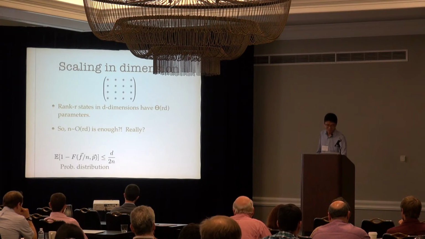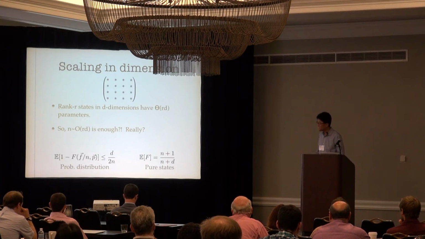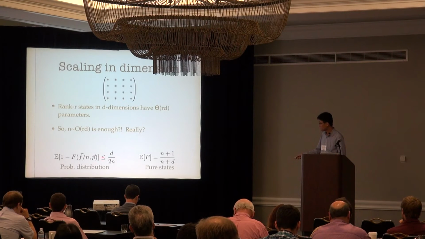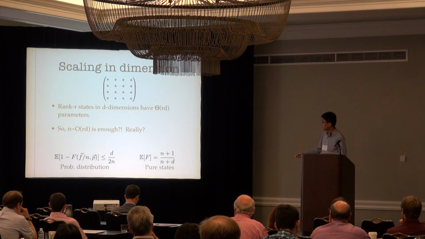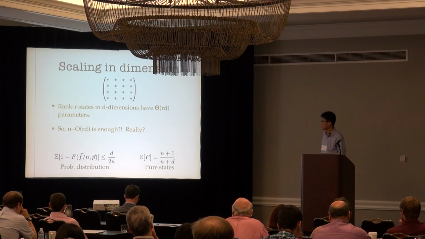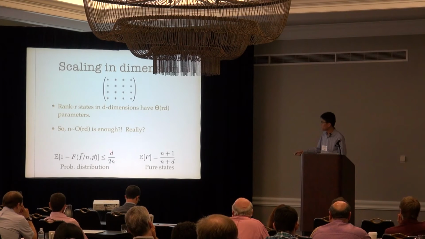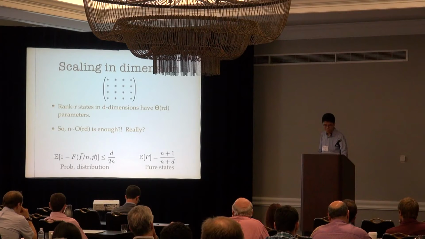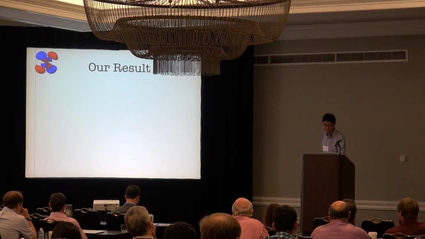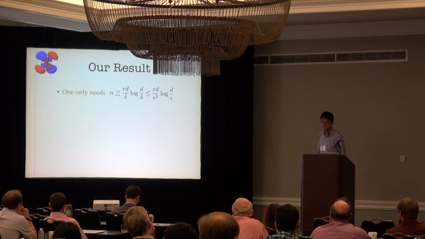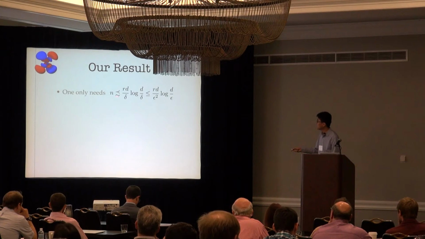Well, the scaling of dimension dependence was witnessed in the probability distribution tomography or pure state tomography, and our intuition is correct, that you really need the number of parameters that describes the state. In general, it was unknown, and our results confirm that intuition. So you really need that much.